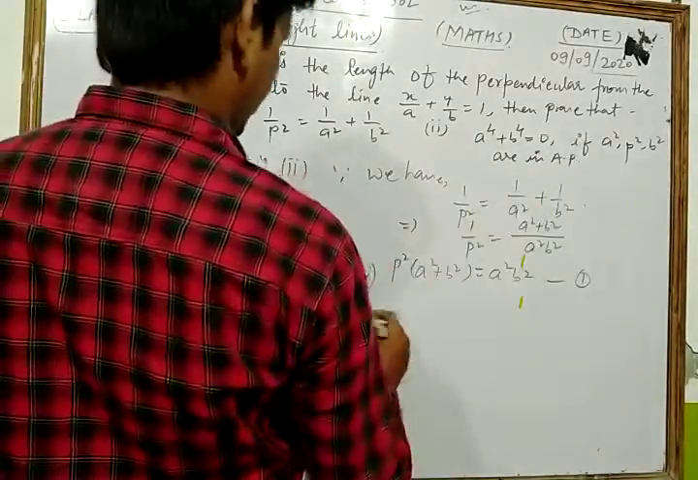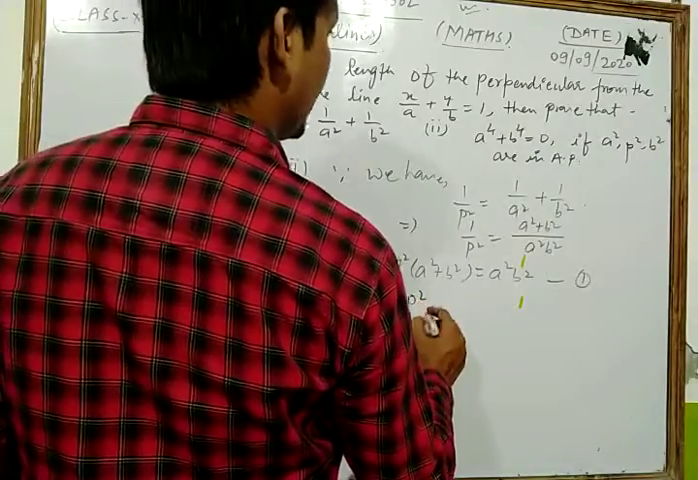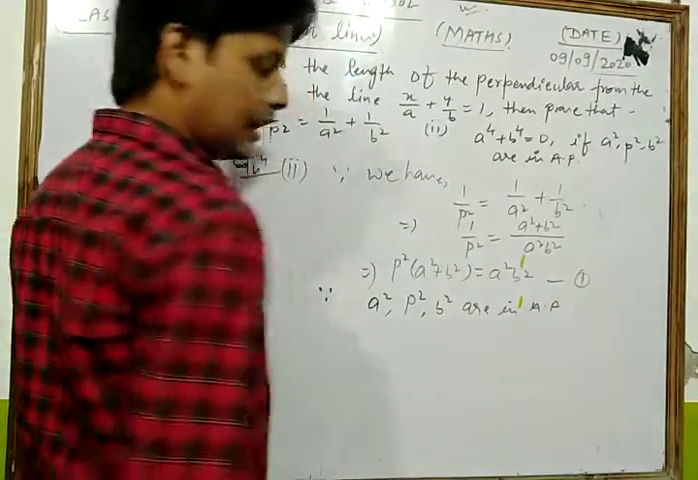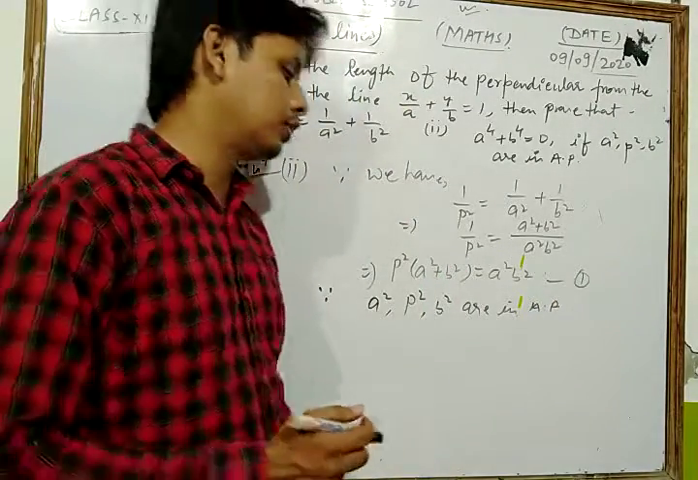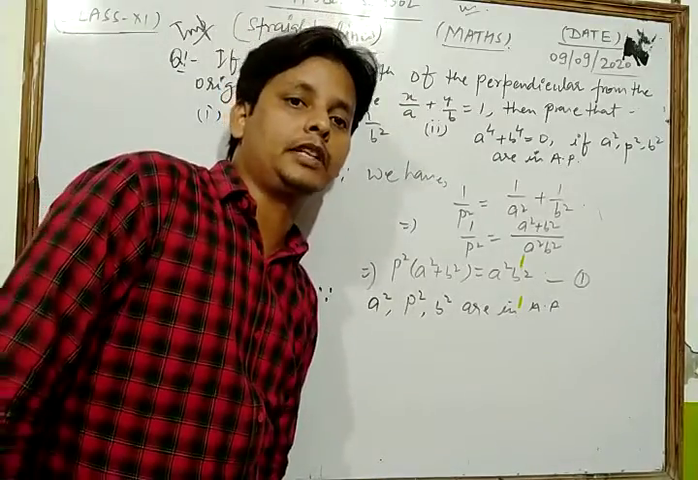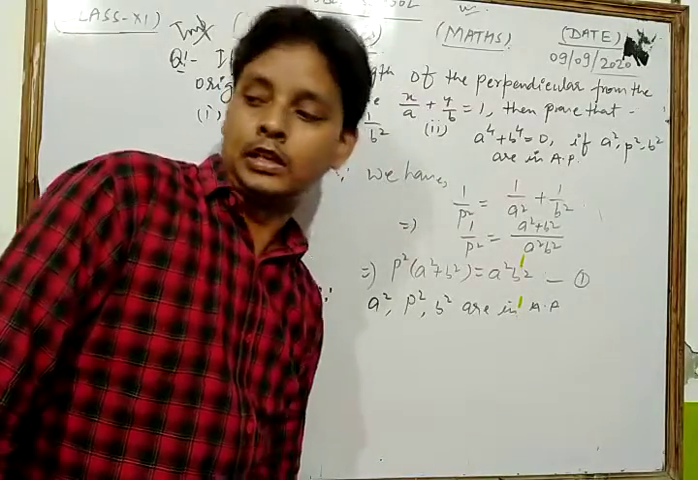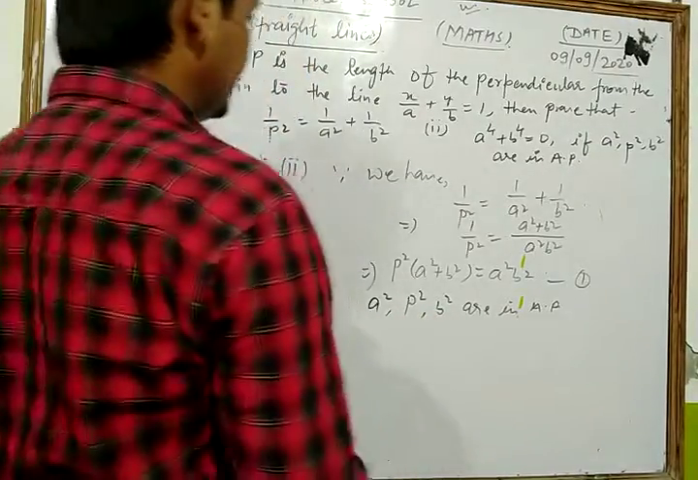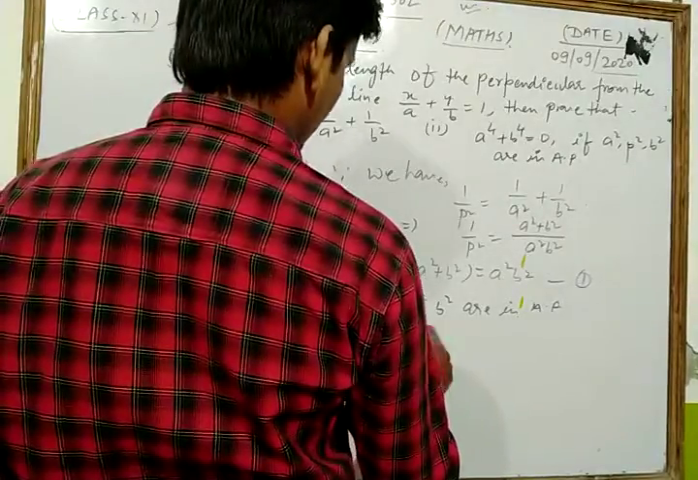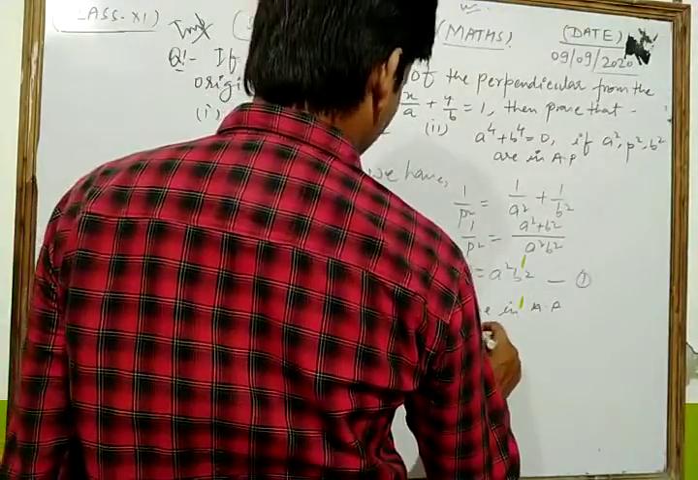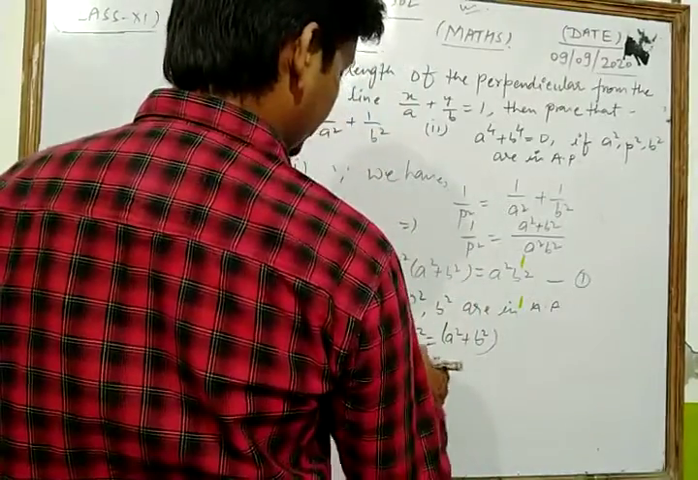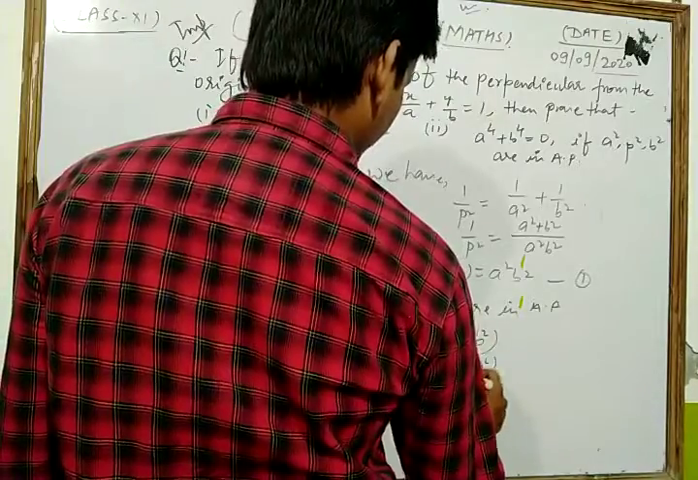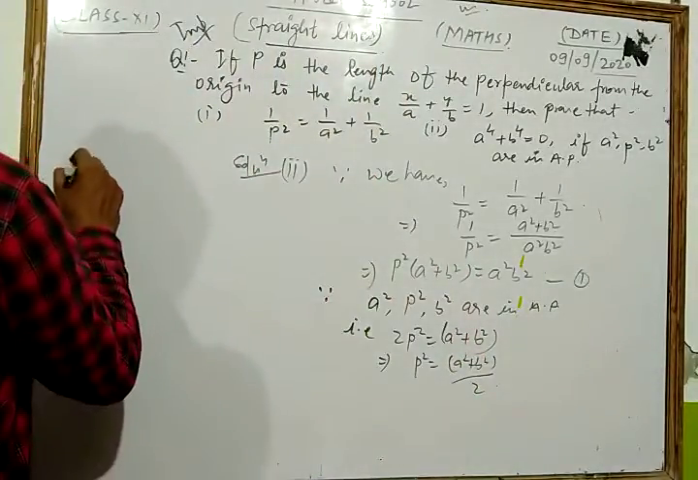Since a square, p square, b square are in AP. Dear students, you know that if three numbers a, b, c are in AP, then 2b is equal to a plus c. So here a is a square, b is p square, and c is b square. So here they are in AP, that is 2p square is equal to a square plus b square. Now from that relation we get the value of p square as a square plus b square upon 2.